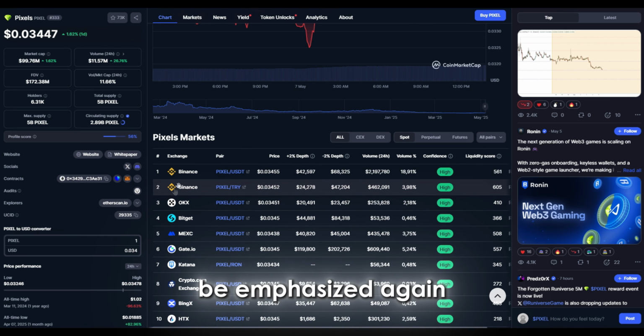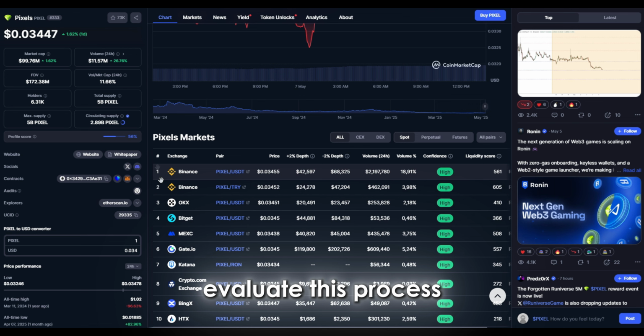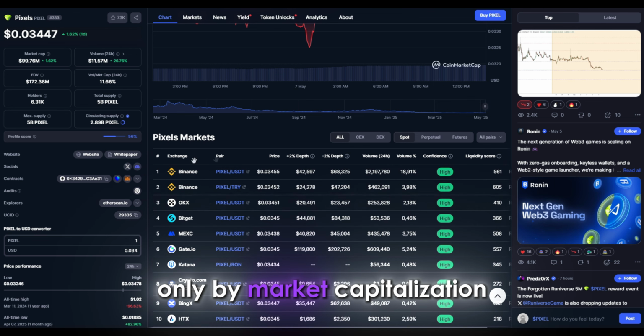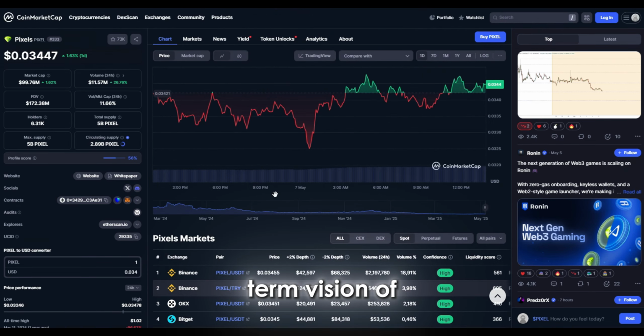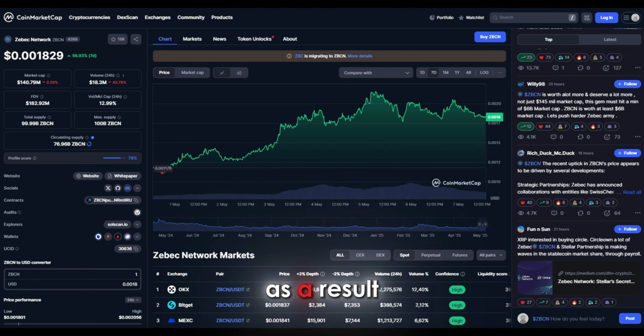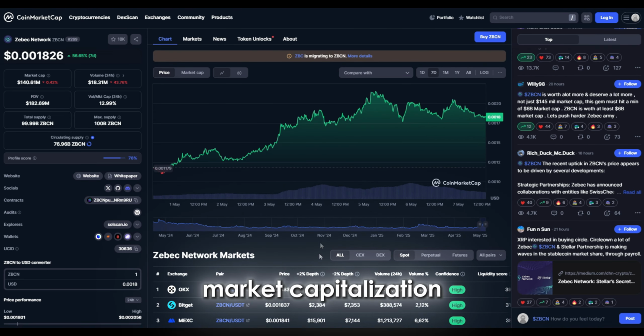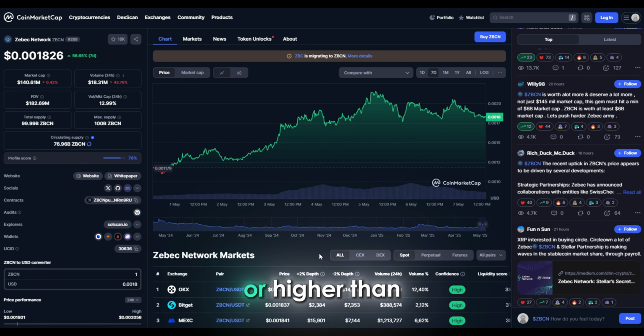However, it should be emphasized again that it may be misleading to evaluate this process only by market capitalization. The listing decision is entirely dependent on Binance's internal review process and the long-term vision of the projects. As a result, it is not unlikely that ZBCN will end up on Binance. In terms of market capitalization, it is on par or higher than many tokens currently listed on Binance.